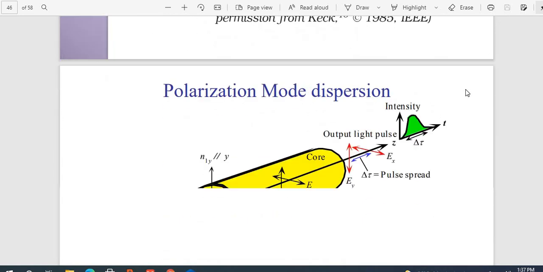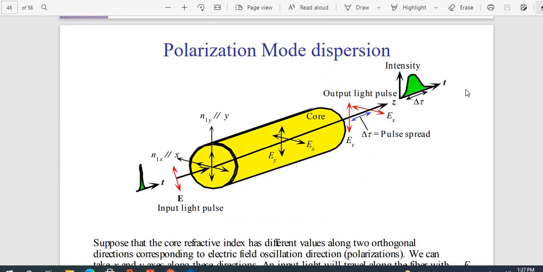Similarly, polarization mode dispersion, students. What is polarization mode dispersion? We give an input light pulse that passes along the axes x and y of our cylindrical core, and we want to get the output light pulse. You see the pulse becomes broadened: this is the input pulse, and the output pulse is getting broadened.